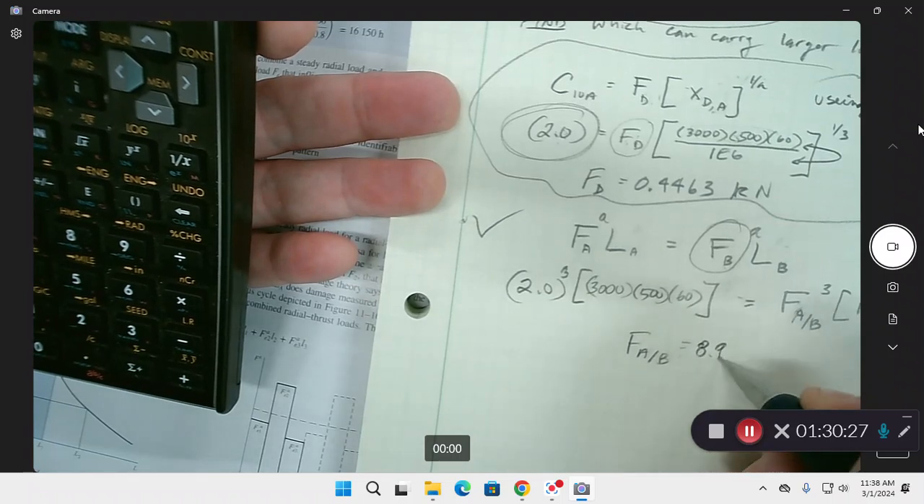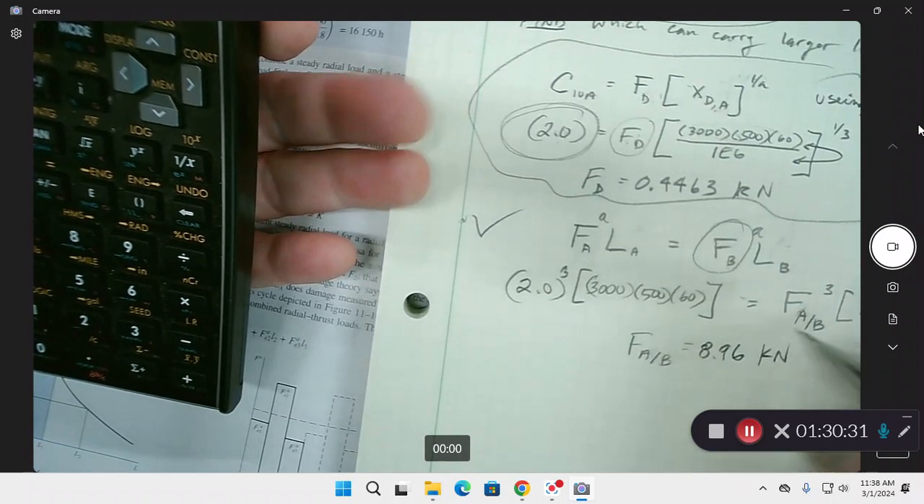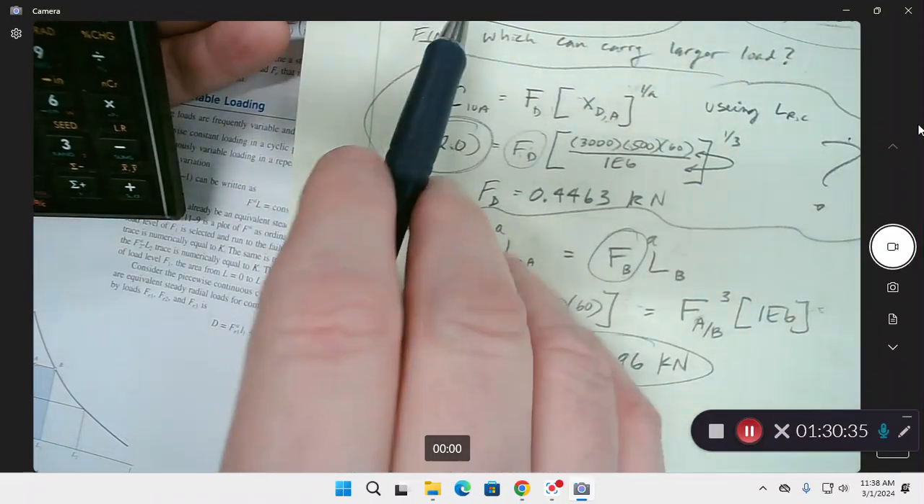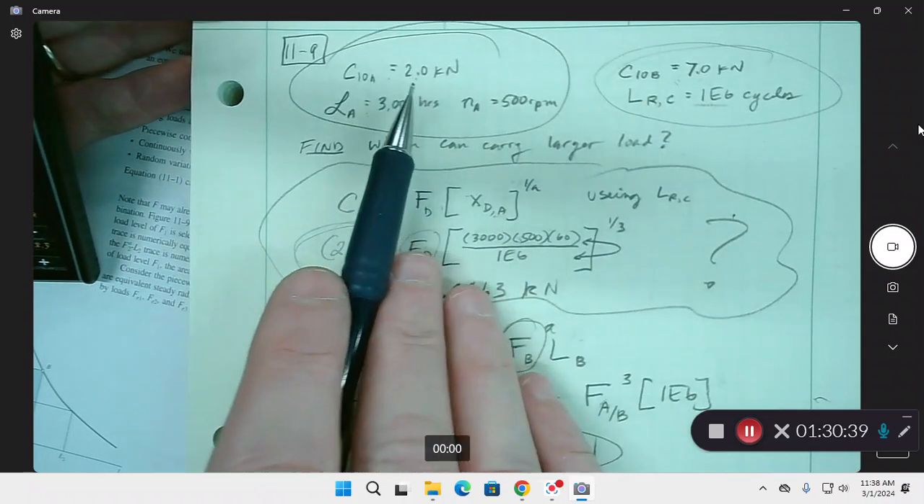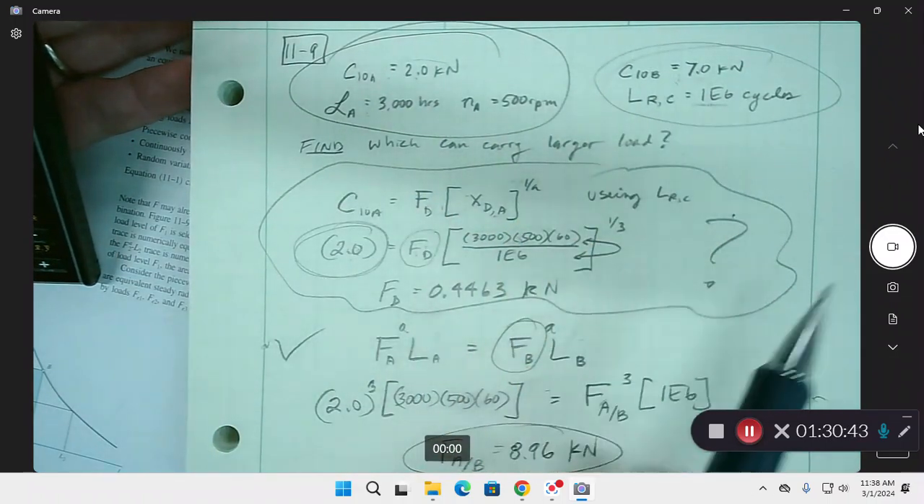8.9. So you get 8.9 kilonewtons. And what that says is that this can handle more than that, because I turned this 2 into the same basis as that.